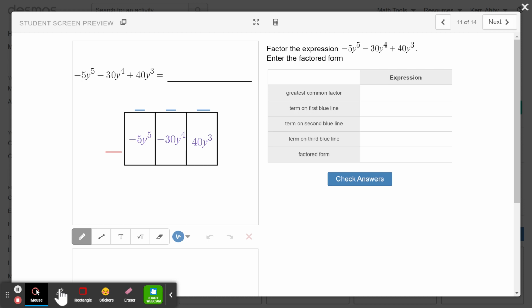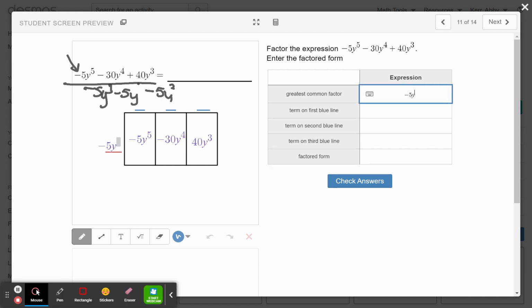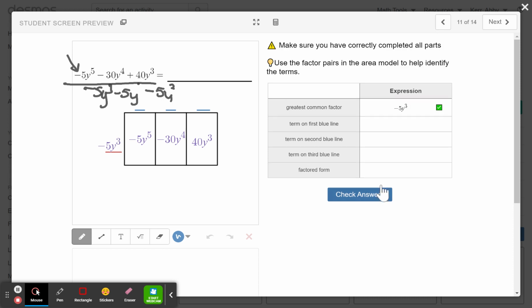All right, greatest common factor for this one is going to be negative 5y to the 3rd. And each term has negative 5y to the 3rd. Remember, your calculator is going to tell you it's a positive 5, but since our leading coefficient is negative, the GCF has to be negative.